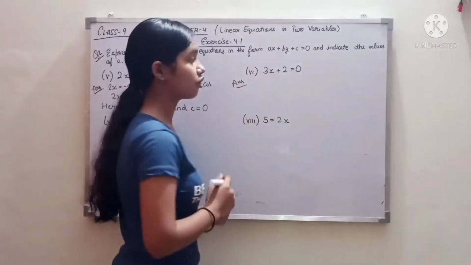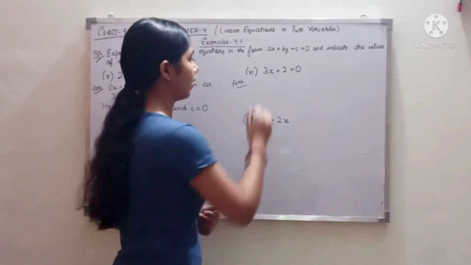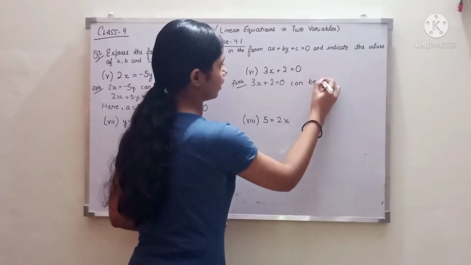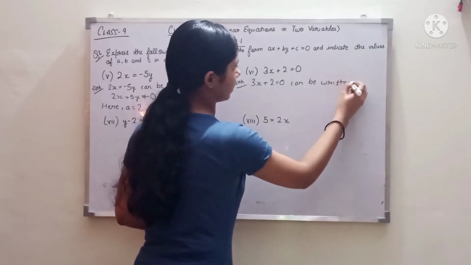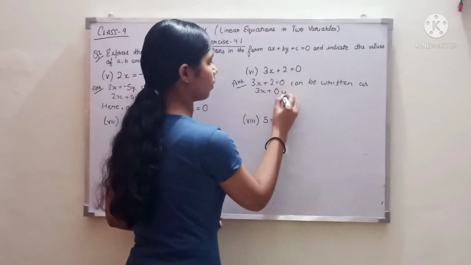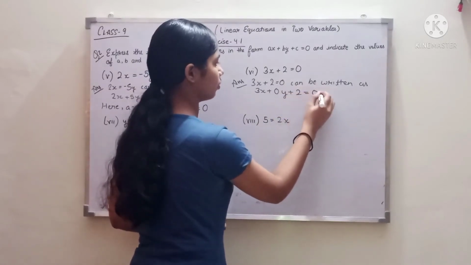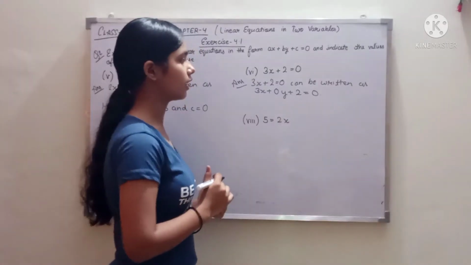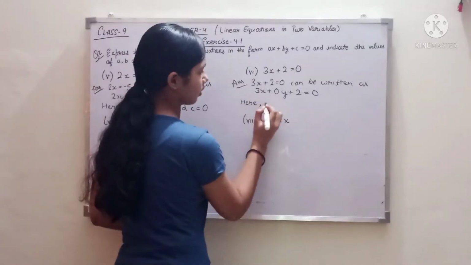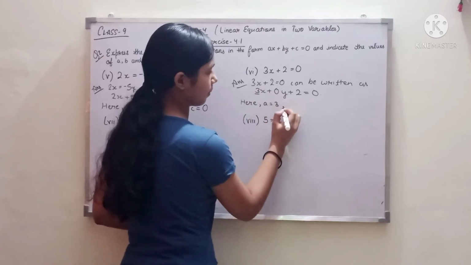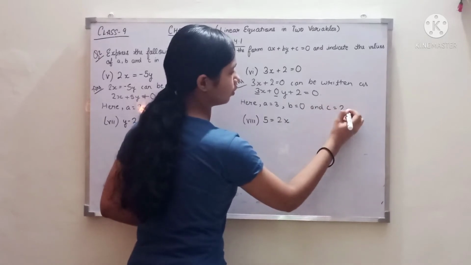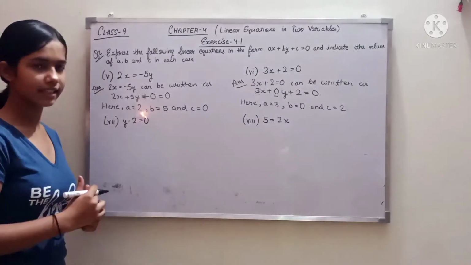Now coming to the sixth part. The sixth part is 3x plus 2 is equal to 0. Here y is missing. So 3x plus 2 is equal to 0 can be written as 3x plus 0.y plus 2 is equal to 0. If there is any variable missing, we write it as 0.y. So here a is equal to 3, b is equal to 0 and c is equal to 2.